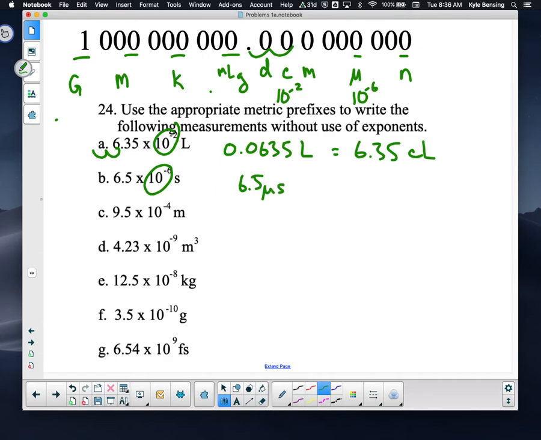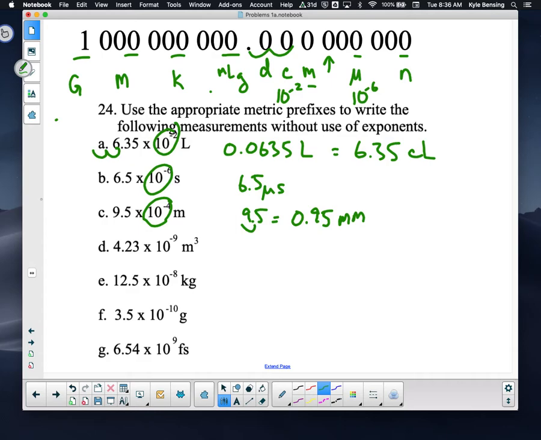Letter C, 9.5 times 10 to the negative 4th. Negative 4th is a little tricky because negative 4th ends up right there, and there is no prefix for that one. So we go to the next closest one, which would be milli. Milli is times 10 to the negative 3rd. So if I move the decimal place 1 place over like this, I get 0.95 and then millimeters. And that's how I switch it.